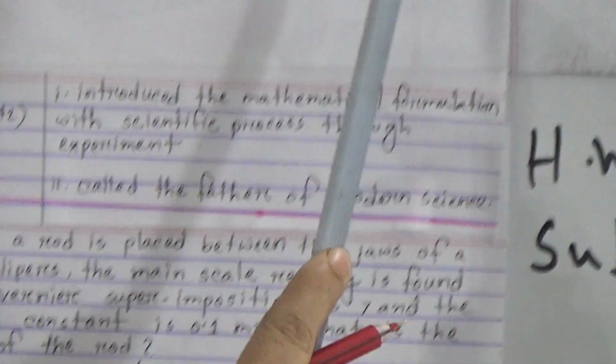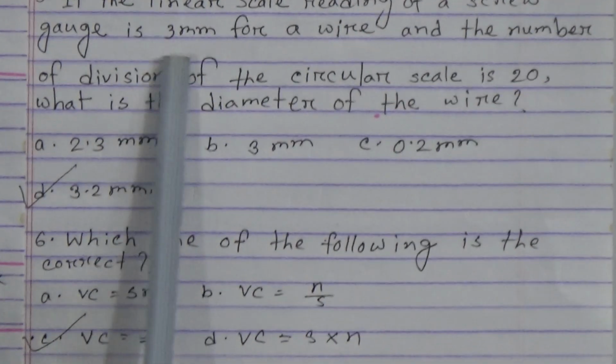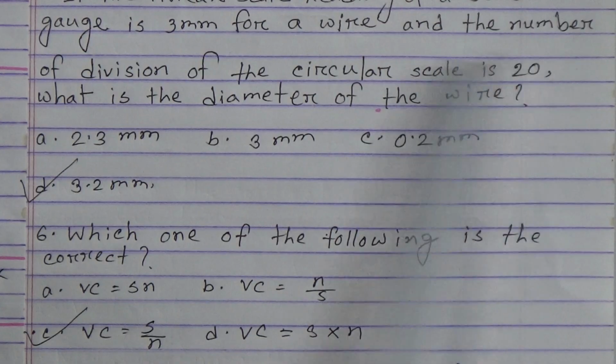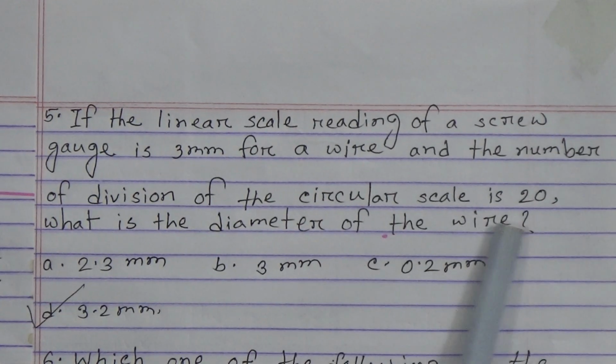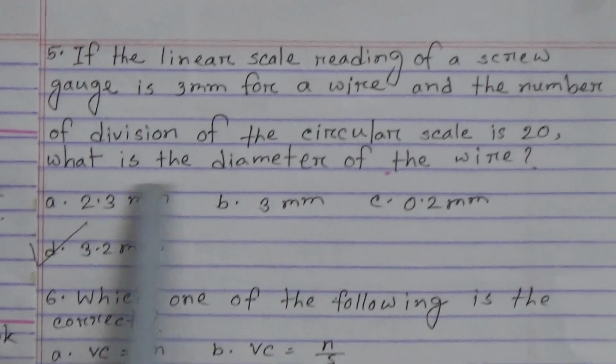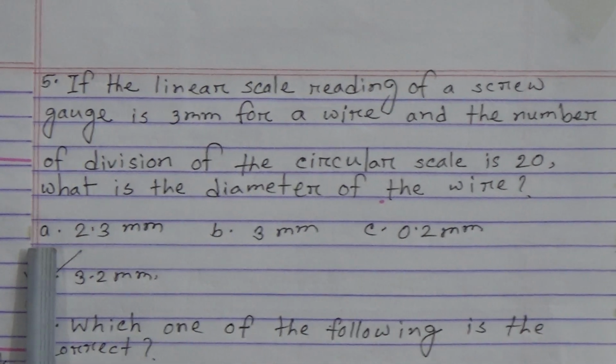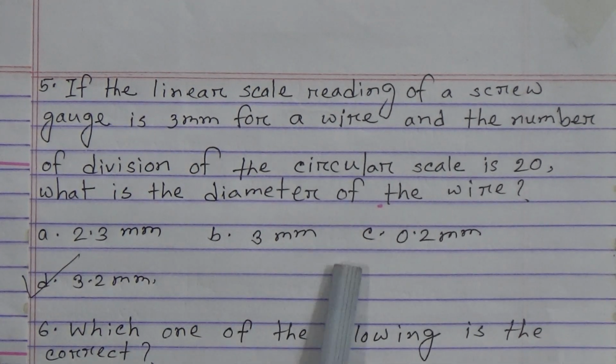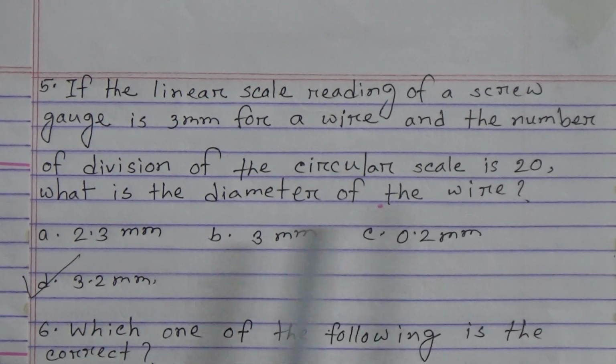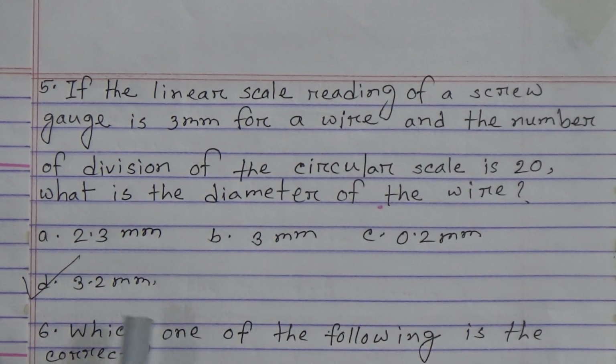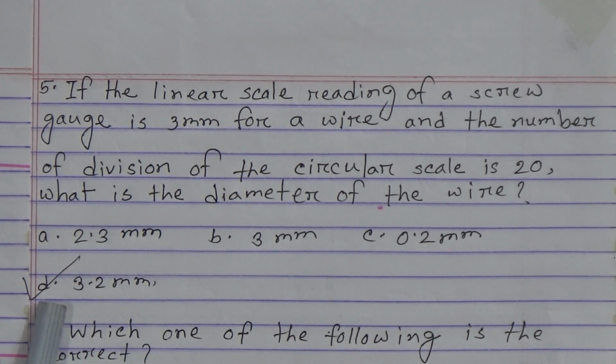Now number 5, if the linear scale reading of a screw gauge is 3 mm for a wire and the number of divisions of the circular scale is 20, what is the diameter of the wire? Now option A 2.3 mm, option B 3 mm, option C 0.2 mm, option D 3.2 mm. That means our correct answer is option D 3.2 mm.